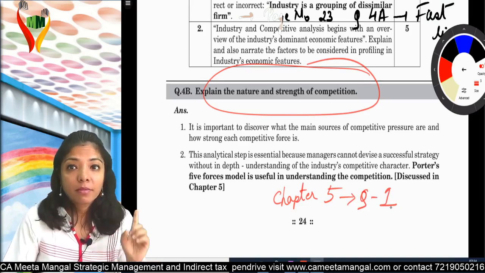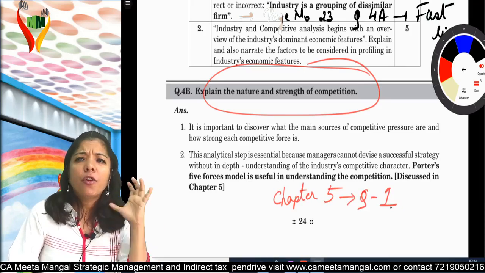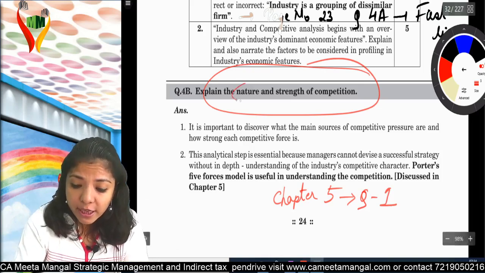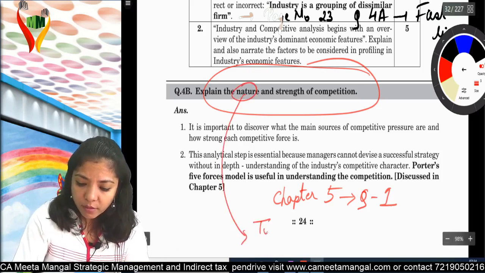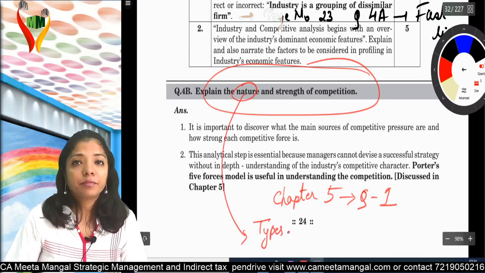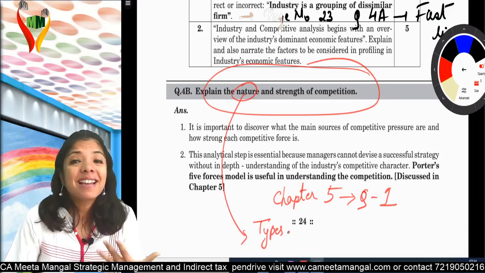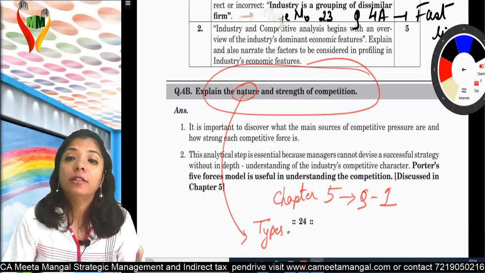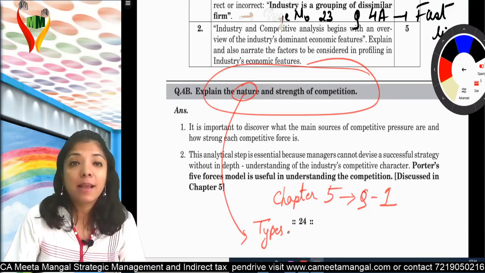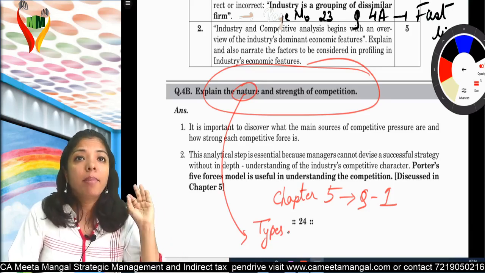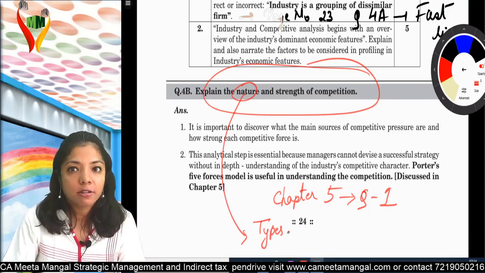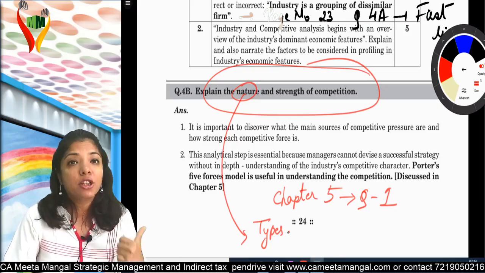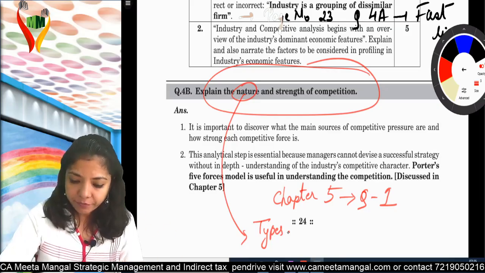I hope you're with me. Now, just for your understanding, before entering into an industry, you should know the nature. Nature means what? Types. You should know the nature, types of competitors, and see what is their strength, how powerful they are. Again, same reason, I'm not saying don't enter, but do your homework and then enter. Am I clear? We'll be going in depth. I'm not going to teach it here. I'll be teaching it with chapter 5 only.